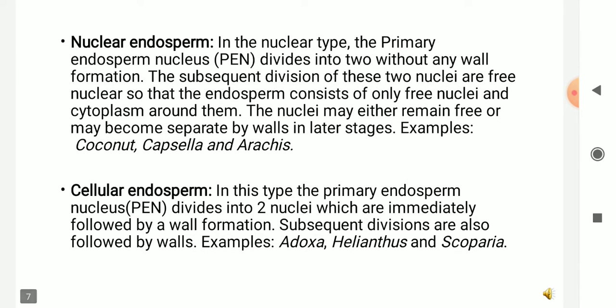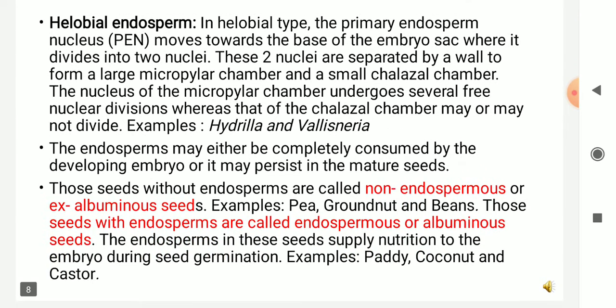Now in this slide you can see the details of nuclear endosperm and cellular endosperm. In nuclear endosperm, the common examples are coconut, capsella, arachis, and in cellular endosperm, the common examples are adoxa, helianthus, etc. And in helobial, there are examples of hydrilla and vallisneria.